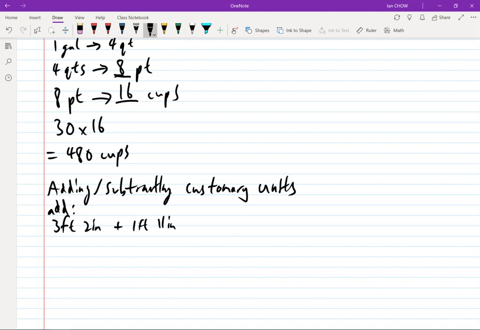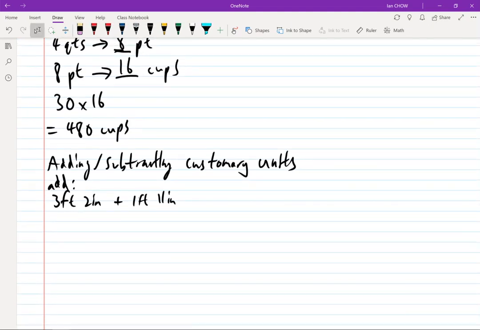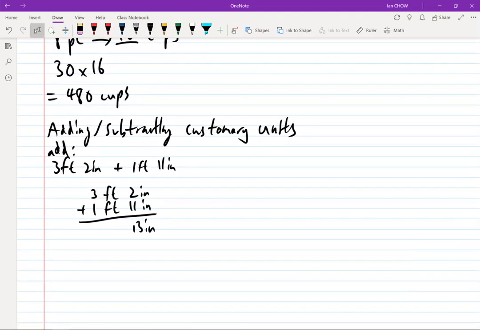And so what we do in this case is we can actually add them just like how we do time, like the hours, minutes, and seconds. We can just align them together. So 3 feet 2 inches plus 1 foot and 11 inches. We add them together. So 2 plus 11 will be 13 inches. And so 13 inches is over 12 inches. And so because there's 12 inches in 1 foot, what we do is we would turn that into 1 inch, and then we're going to add 1 to the feet over here. And so that's going to be 5 feet and 1 inch in total.